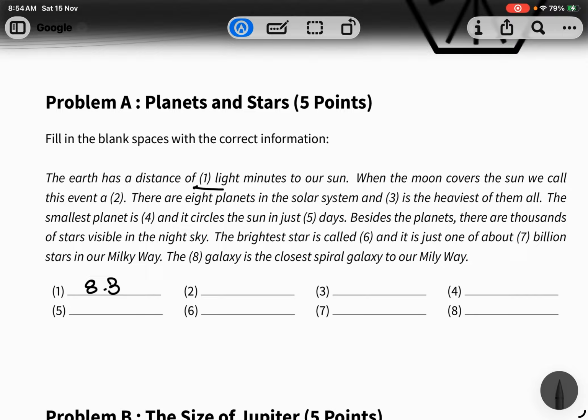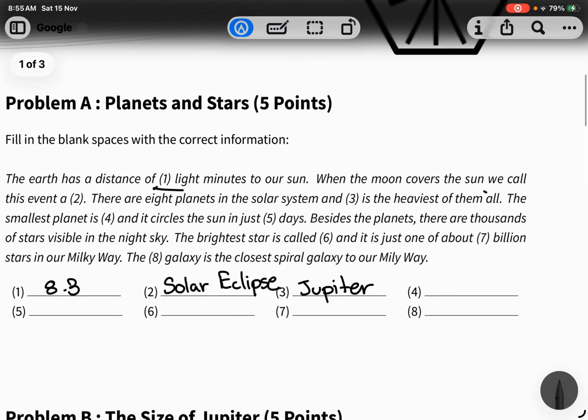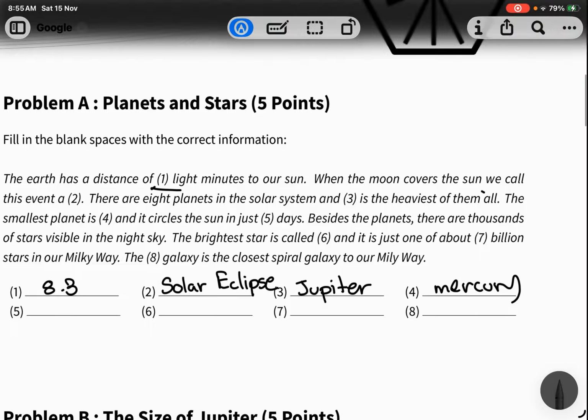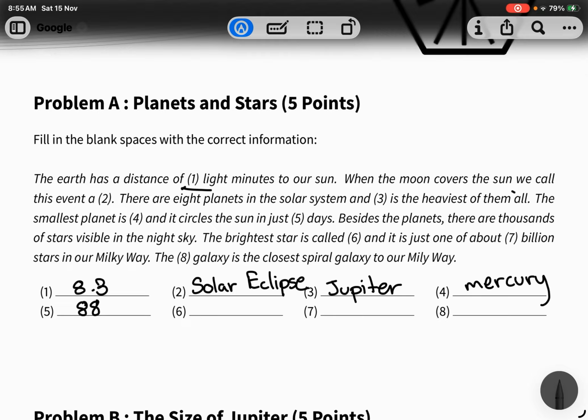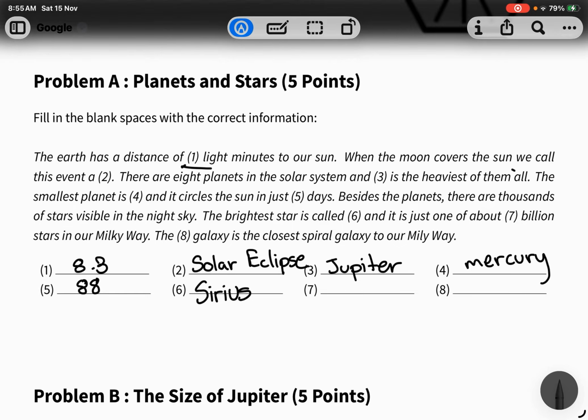Question number 2. When the moon covers the sun, we call it a solar eclipse. There are 8 planets and Jupiter is the heaviest of them all. The smallest planet is Mercury. I think 88 days. The brightest star is Sirius, and it's just one of about 100 billion stars in our Milky Way.